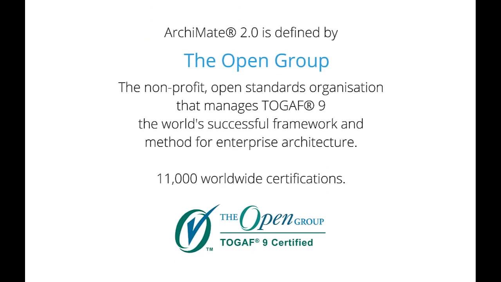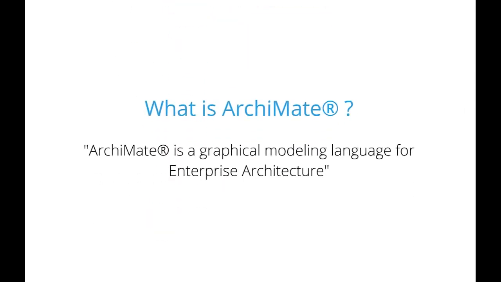Let's remind ourselves that Archimate 2 is defined by the Open Group. Who are the Open Group? They're a non-profit, non-vendor aligned open standards organization. They're the people that publish the TOGAF 9 architecture framework and method, which is the world's most successful framework and method for enterprise architecture. One proof statement of that is that 11,000 people worldwide have achieved the Open Group's TOGAF 9 certification. What is Archimate?